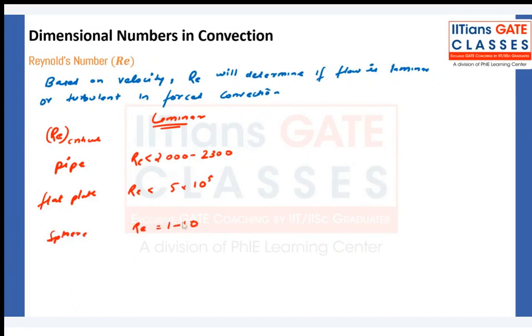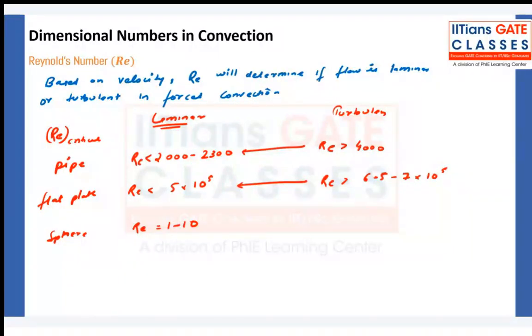What about turbulent? Reynolds number should be greater than 4000. Here it should be greater than 6 to 6.5 to 7 into 10 to the power 5. And in between these there is a transitional flow. From 2000 to 4000, there is a transition flow. Laminar to turbulent transition is happening, because flow is not instantly converted from laminar to turbulent.